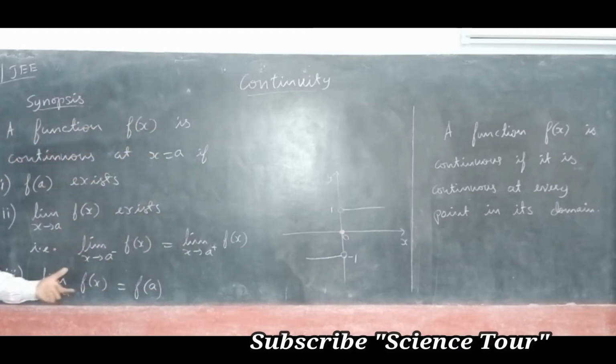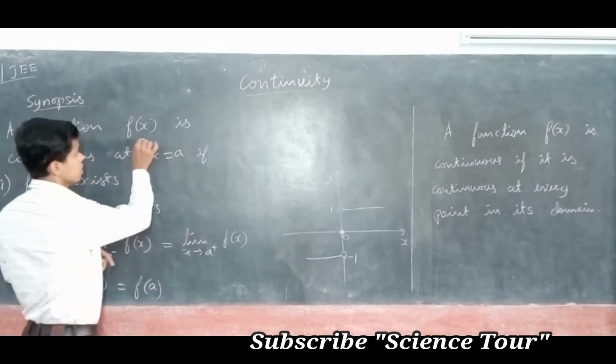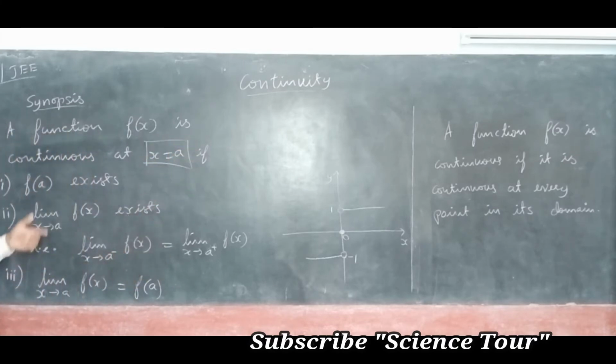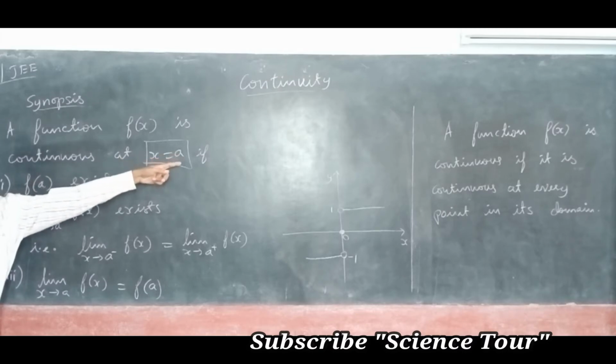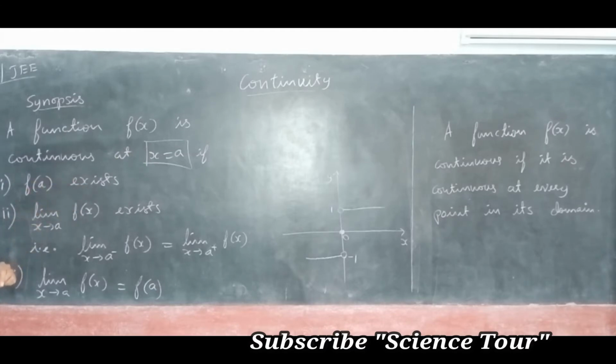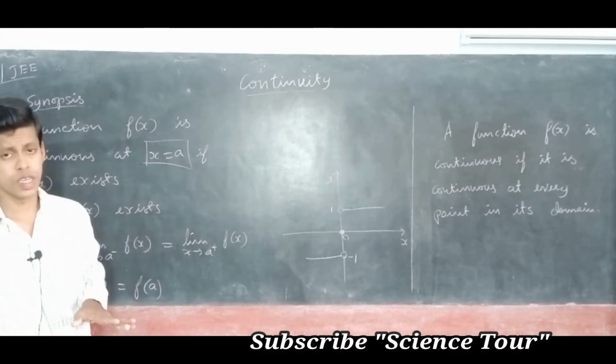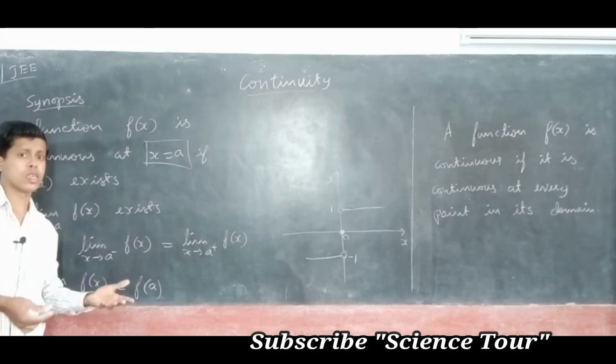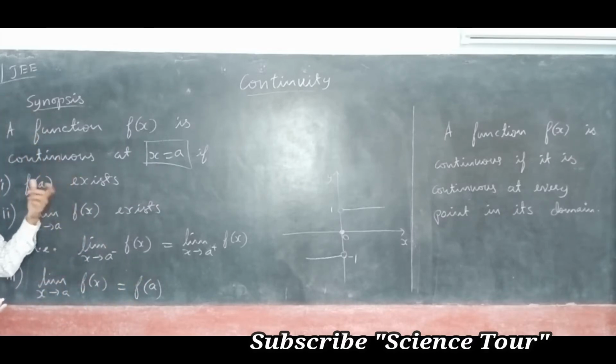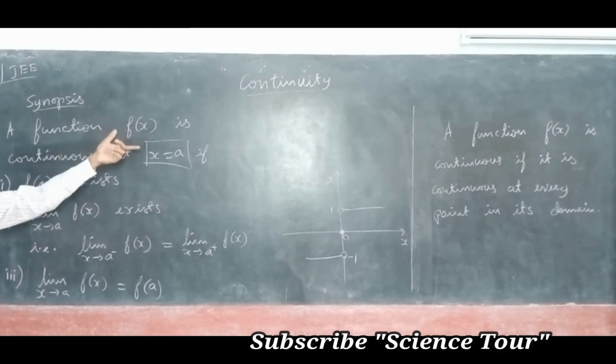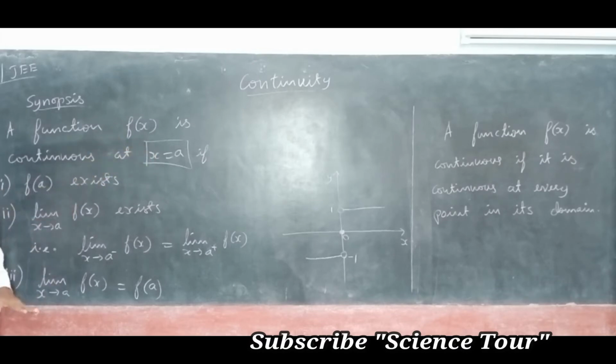Now, let us understand the conditions. So first, a function f of x is said to be continuous at a given point x is equal to a, if f of a exists. f of a is the function value at the given point. So if x is equal to 0, then f of 0 must be a real number, it must exist. It shouldn't be infinity, it shouldn't be a number which is not defined. So a function f of x must be defined at the given point.